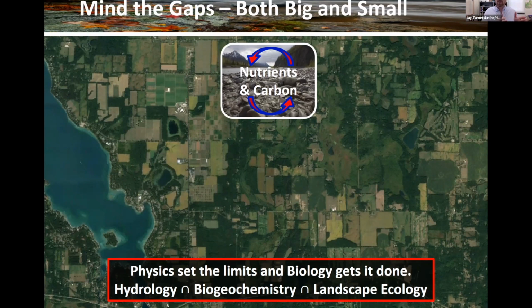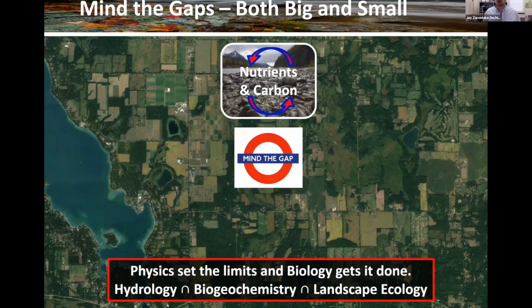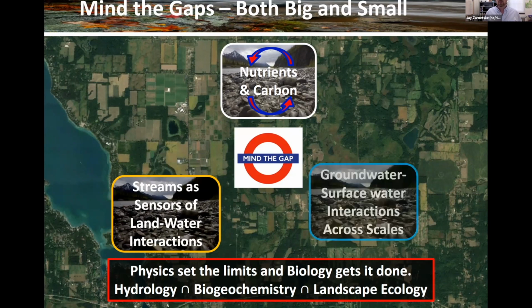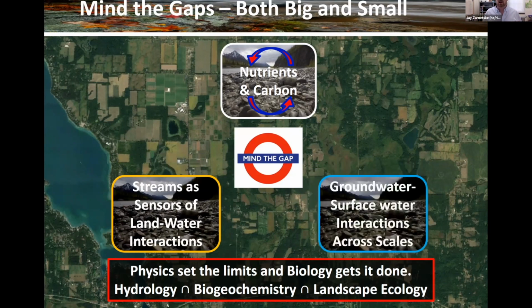We will use different theory from disciplines today. So you'll see me talk about hydrologic theory, biogeochemical theory, as well as landscape ecology theory. So the two examples where we'll highlight some gaps for you are using streams as sensors of land-water interaction at the catchment scale. And then I will end with a shorter section on groundwater surface water interactions in river corridors, also known as hyporheic zones and riparian zones.